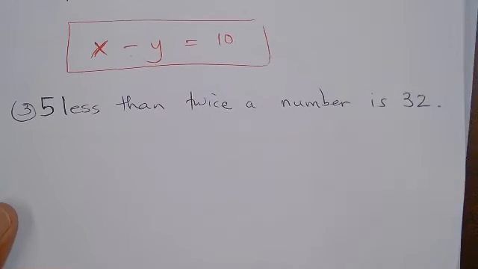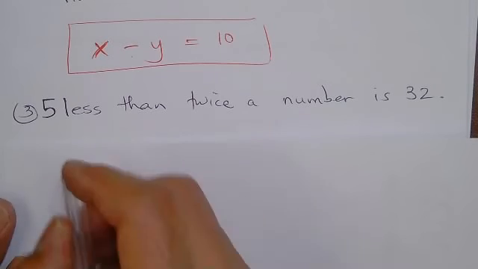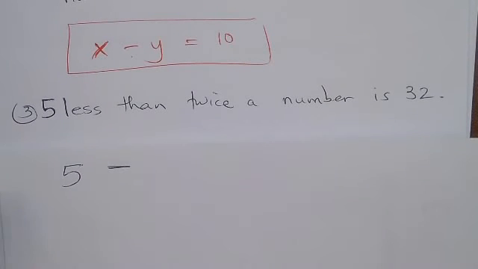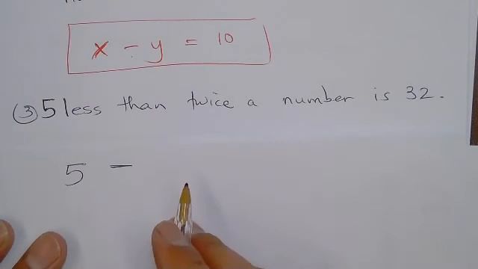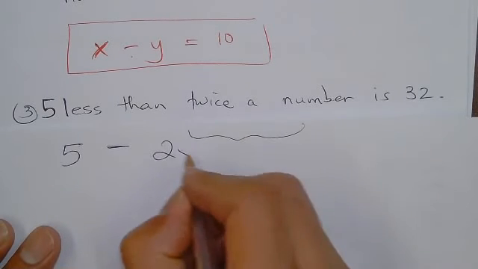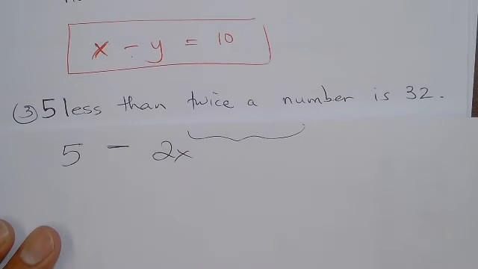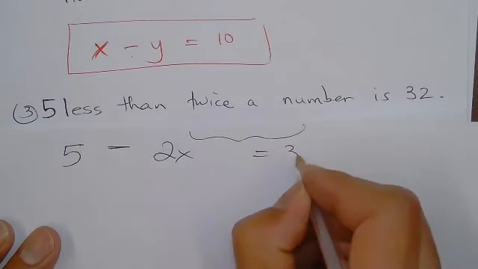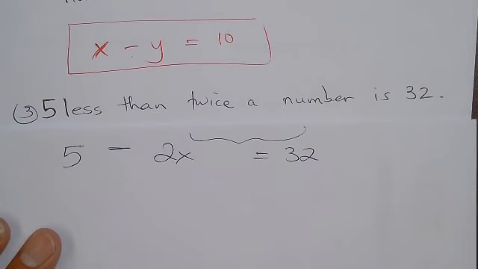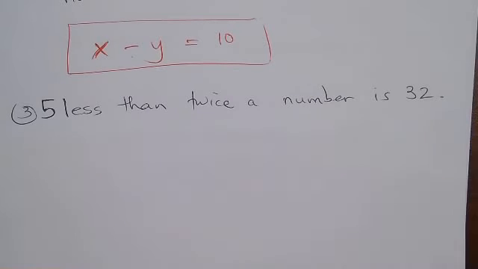Now, some of you are going to do this and it's wrong. 5 less is like subtract, right? 5 less than twice a number. What's twice a number? 2x, yeah. Twice a number is to double it, multiply by 2. Is equal to 32. You guys, that looks good, huh? Well, it looks good, but it's wrong. Okay, so what are you saying, Ismail?